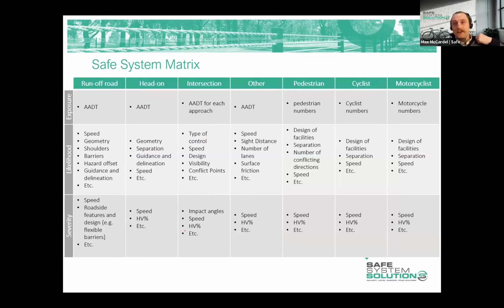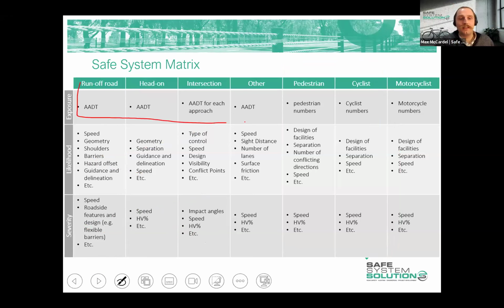So, as I said, I'm going to chat through these rows now, and you can see that those rows are what we've been hammering on about: the exposure, likelihood, and severity. And for the first four columns, the way that we measure the exposure is the AADT. So just your vehicles per day. To measure pedestrian exposure, it's just the number of peds. To measure cyclist exposure, it's the number of cyclists. Motorcyclist exposure, number of motorcyclists.